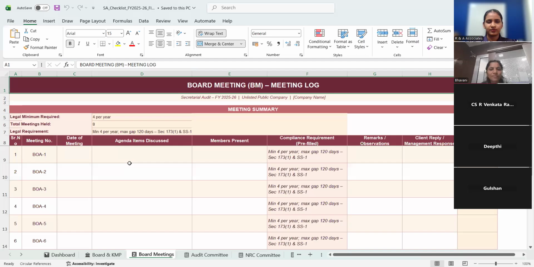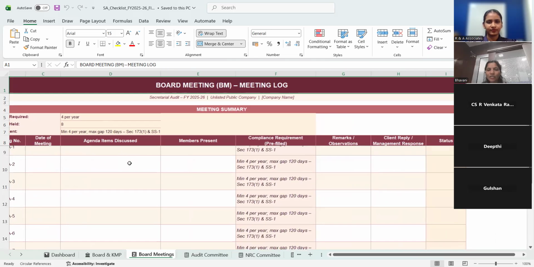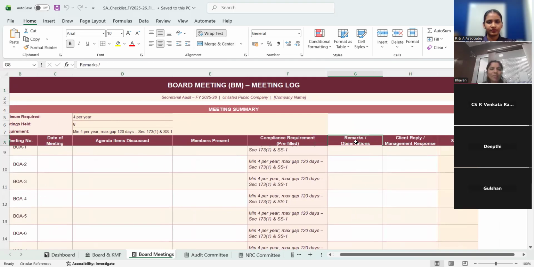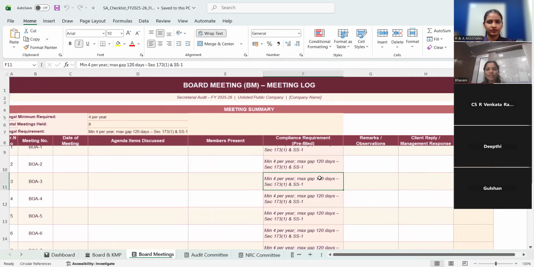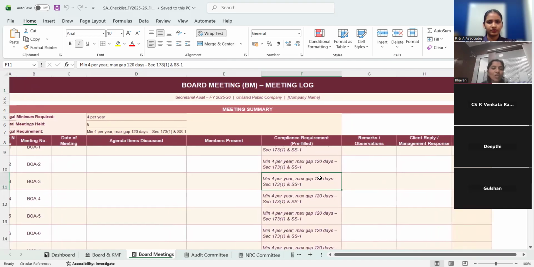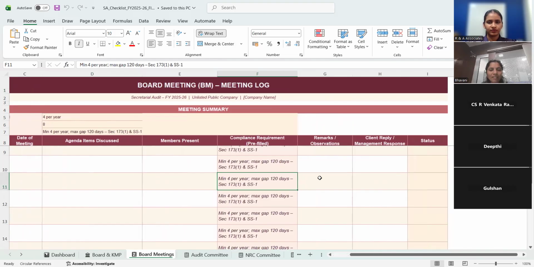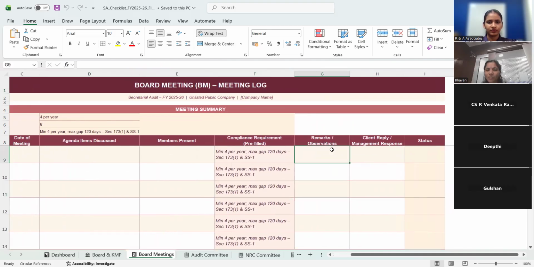If you see board meeting, date of meeting, time, total meetings held, each agenda wise we can have the summary created here so that we know what compliances we have to meet. And the time gap between the two board meetings also can be calculated here, and we can ensure that we are capturing all the requirements under the Companies Act. So this is a sample statement we have, and there itself we can have remarks and observations.